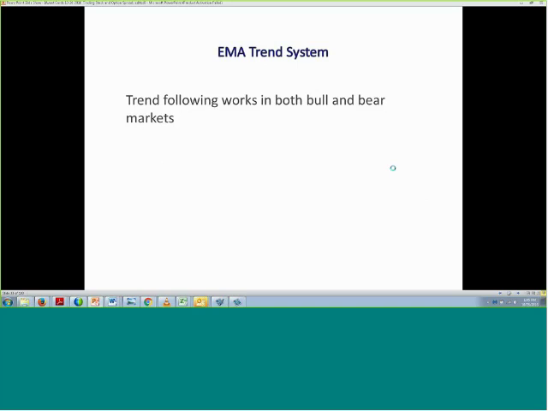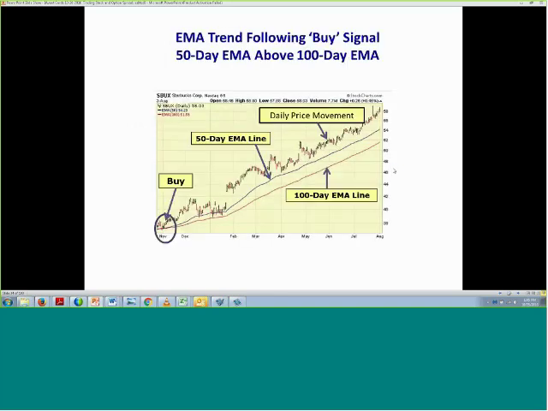And as I mentioned, the trend following works in both bull and bear markets. And in bear markets, instead of buying stocks, we buy bearish ETFs. And here's an example of a buy signal with the 50 and 100-day EMA system.